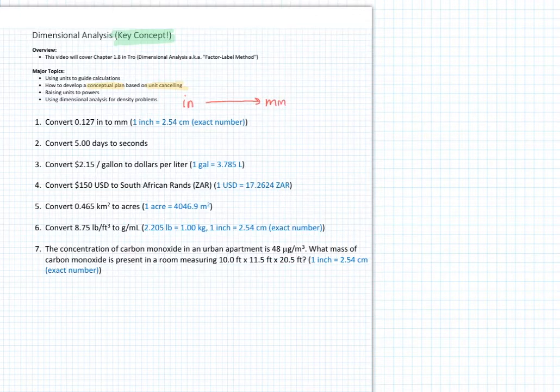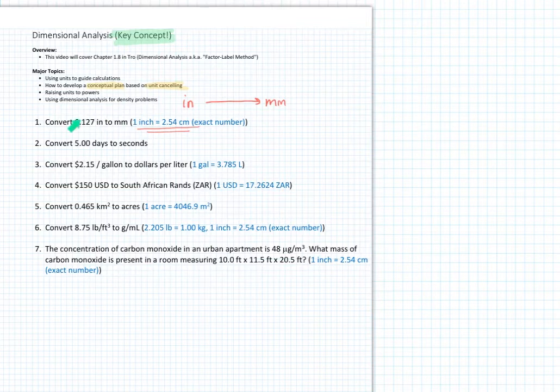And then I also like to say, what information do I have? Well, I have a conversion factor here. I have the conversion from inches to centimeters. This particular conversion, 1 inch equals 2.54 centimeters, turns out to be an exact number. This is not an approximation, it's an exact number. So these are actually infinite number of sig figs.